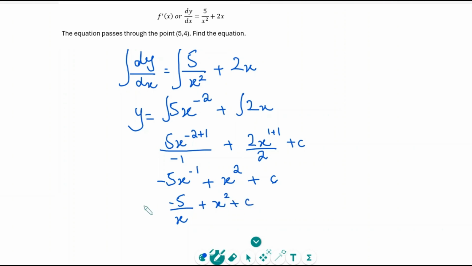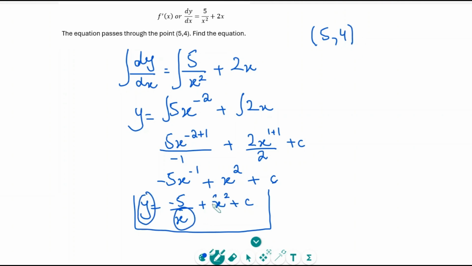Now this might look like the complete equation, but I do have a constant c. And the question asks me for an equation, and it doesn't mention c anywhere. So I need to get rid of this c. You have this point given: when x is 5, y is 4. If you plug that into this equation, you can plug in y and x, and the only unknown you will be left with will be c. And that's how you find c.